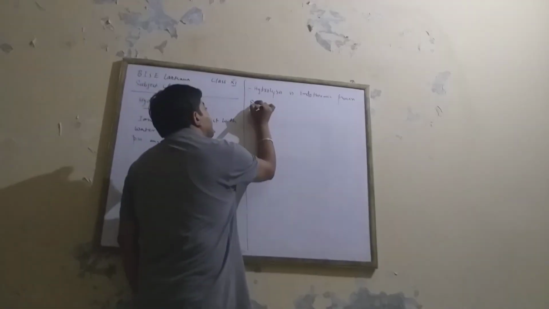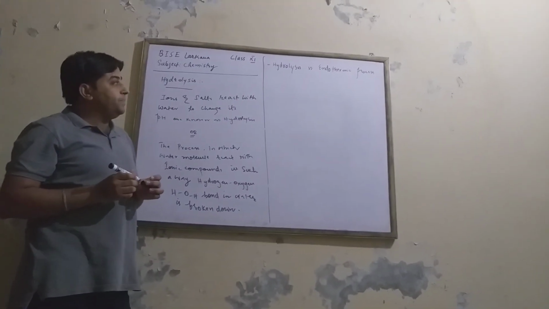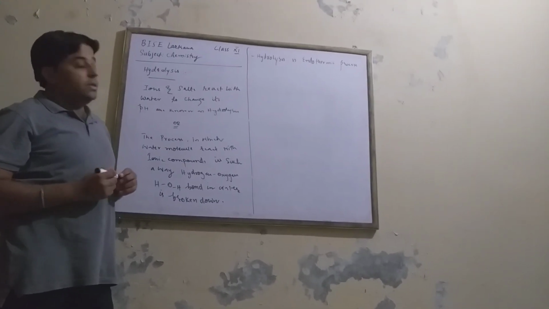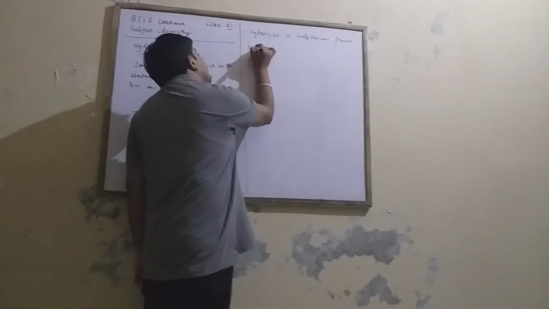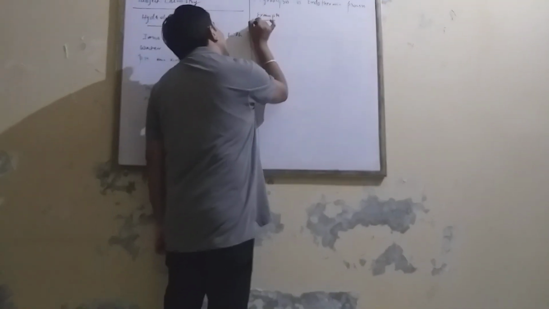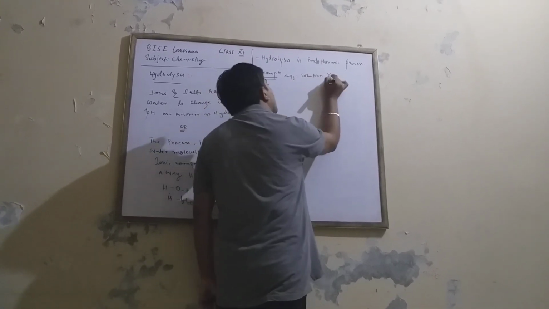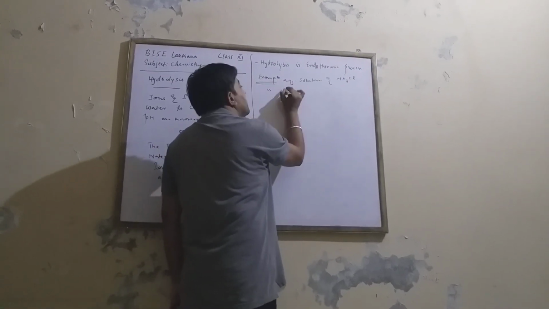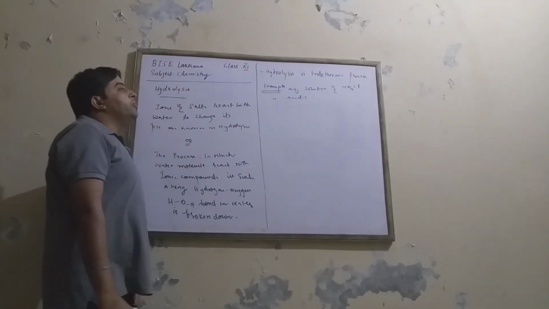Suppose we are taking an example: either the ions of salt, cations or anions, react with water to change its pH. It means this is a chemical process to change its pH. Suppose we are taking an example: the aqueous solution of ammonium chloride is acidic in nature.